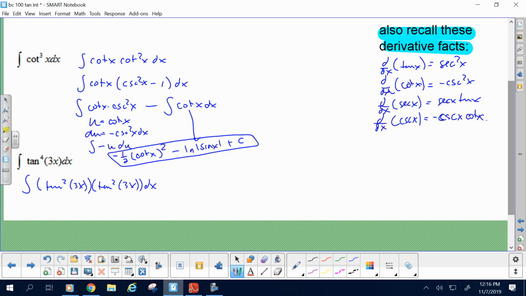Alright. Okay. Now what? Identities. Question is, identity both or just one? I'm not sure. Let's do one. Secant squared of 3x plus 1 or minus 1? Minus 1. What do you think? Should we identity the next one? Then we get secant to the fourth, and that doesn't seem good. That seems like a step back. Let's leave the other one, shall we?